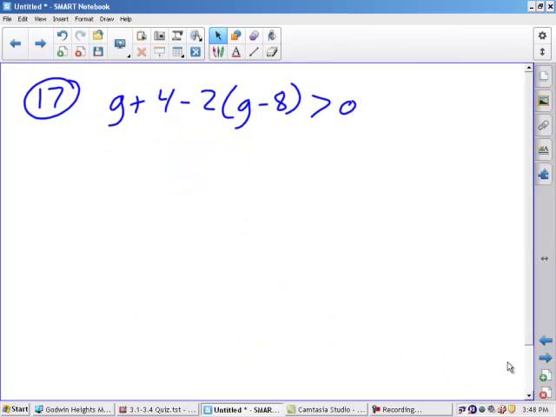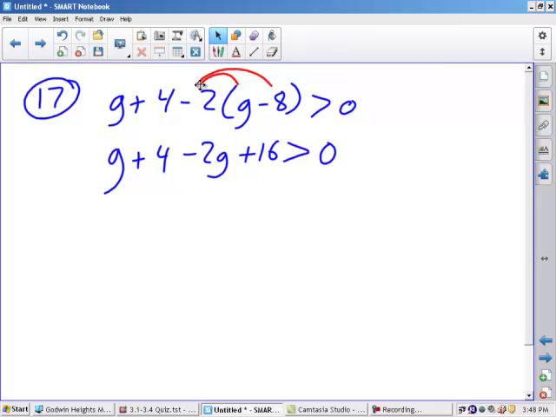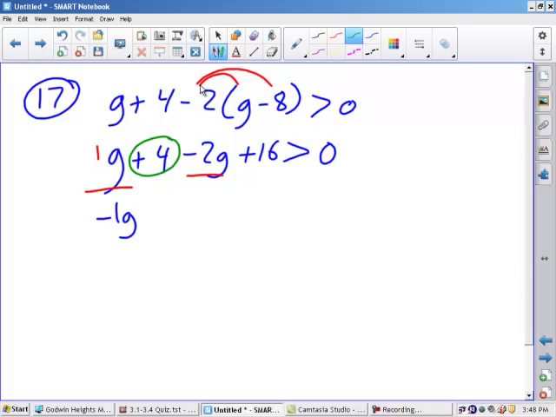Okay, with this problem, we did this in class for board day. What we need to do is distribute the negative 2 to the g, the negative 2 to the negative 8. So I drop down g, I drop down 4, I take negative 2 times g, gives me negative 2g, take negative 2 times negative 8, gives me positive 16, I drop down greater, I drop down 0. I then have to combine like terms, which are 1g and negative 2g. That gives me negative 1g. I then combine 4 and 16, and that gives me 20.